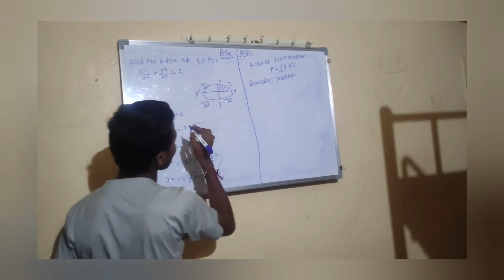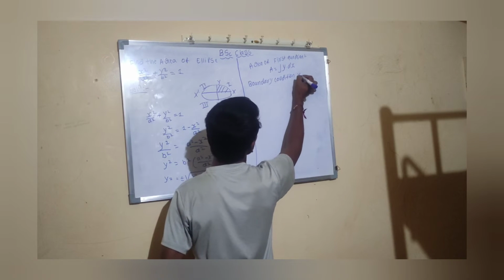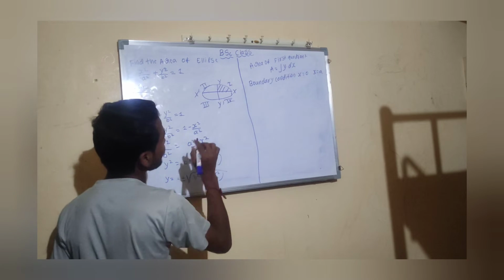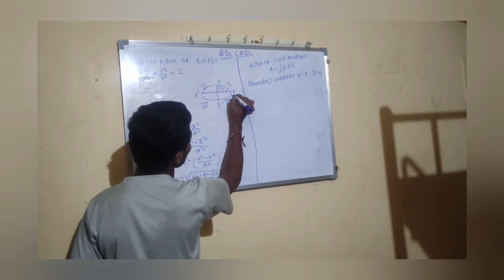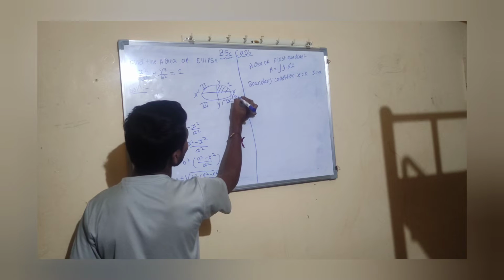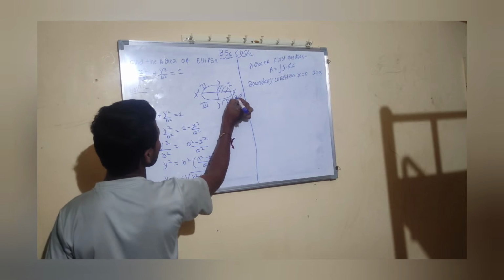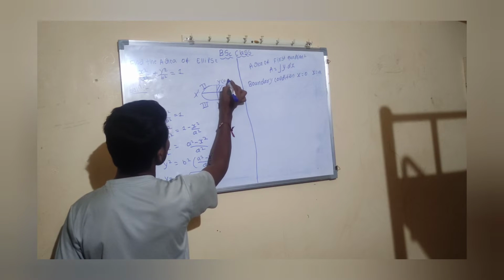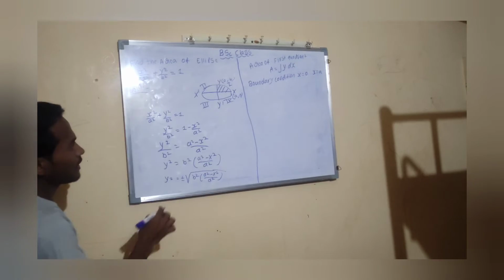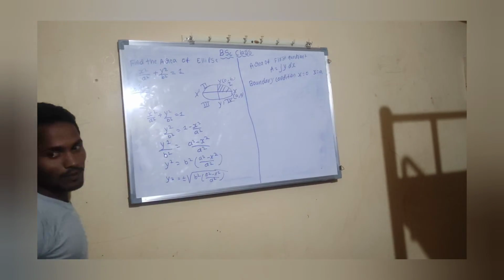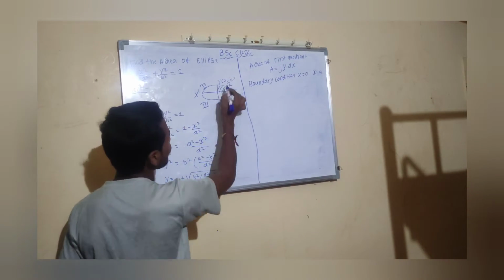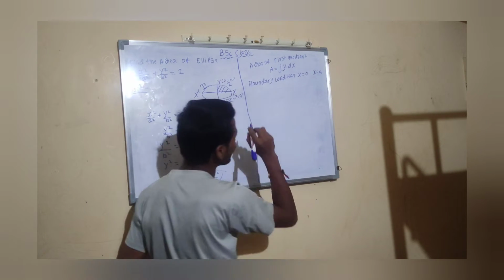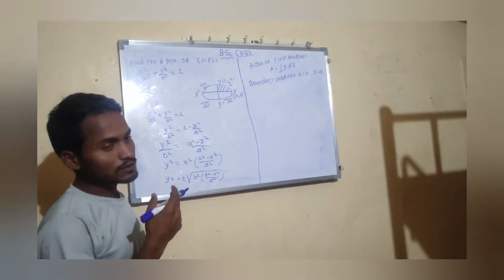What boundary condition do we take? x equal to 0 comma x equal to a. Why? Because the points are x equal to a, y equal to 0, and the other point is x equal to 0, y equal to b. So if x is equal to a, the remaining part y is equal to 0; and if x equals 0, y equals b. Hence the boundary condition is x equal to 0 to x equal to a.